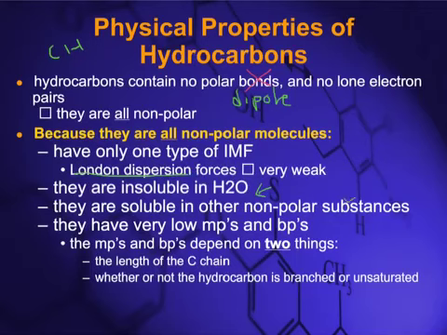As we mentioned, because hydrocarbons only have London dispersion intermolecular forces, their boiling points and their melting points are very low. However, they do increase as the number of carbons increase. That is because as the number of electrons present in the molecule increase, there is more London dispersion force. Another factor that affects the melting point and the boiling point is whether or not the hydrocarbon is branched or is unsaturated, and we'll discuss this in the next slide.